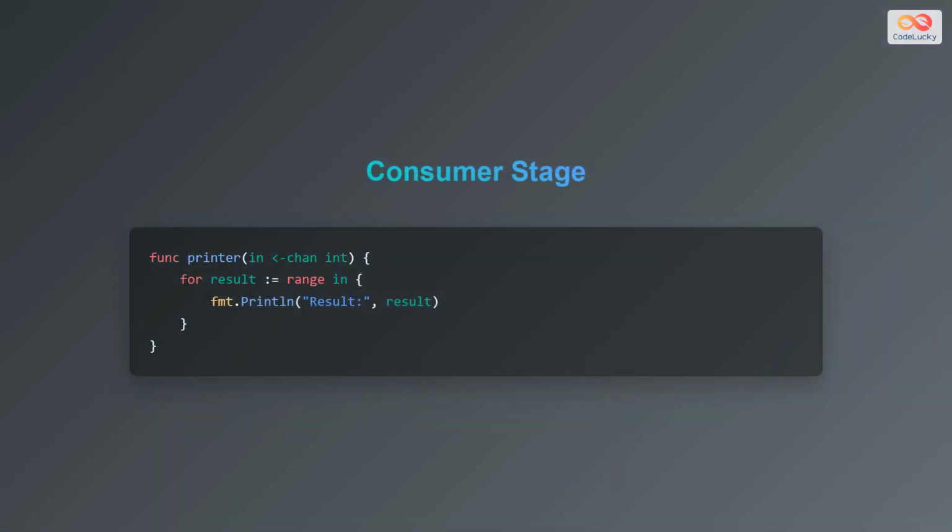This is the consumer stage. It receives the processed data from the pipeline and performs a final action, such as printing the results. The printer function receives data from the input channel. For each result received, it prints it to the console.